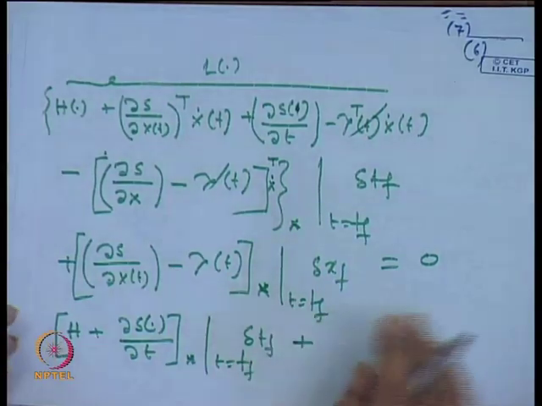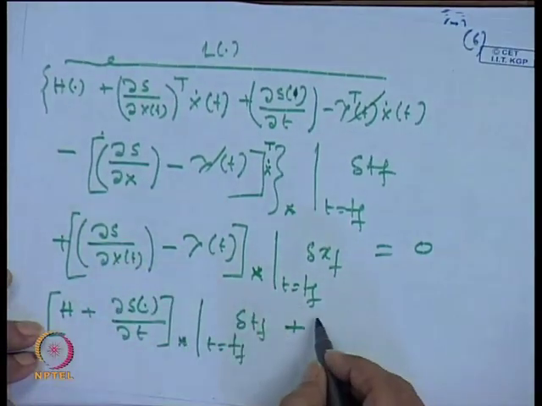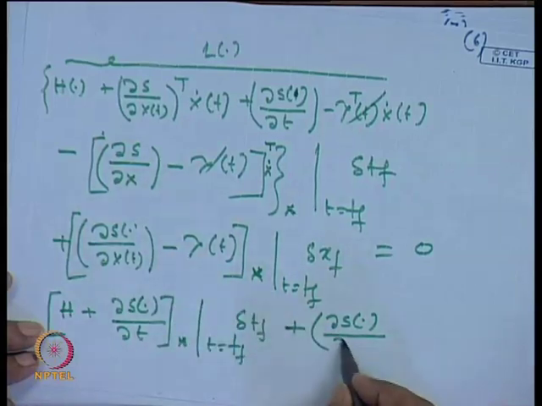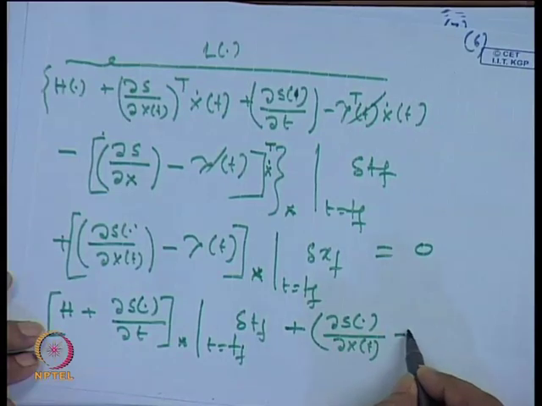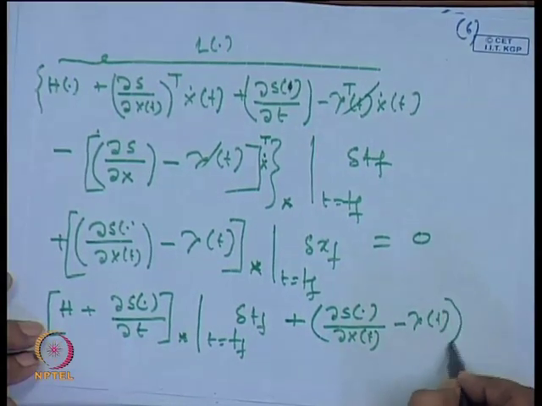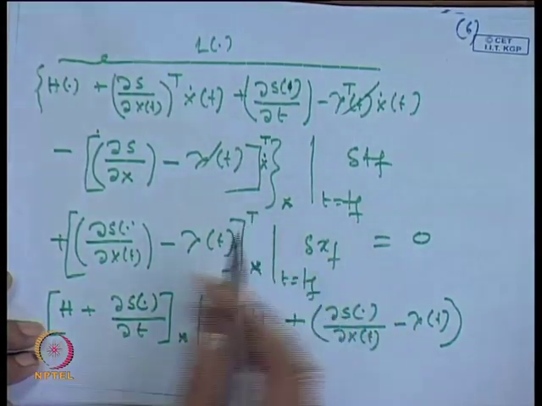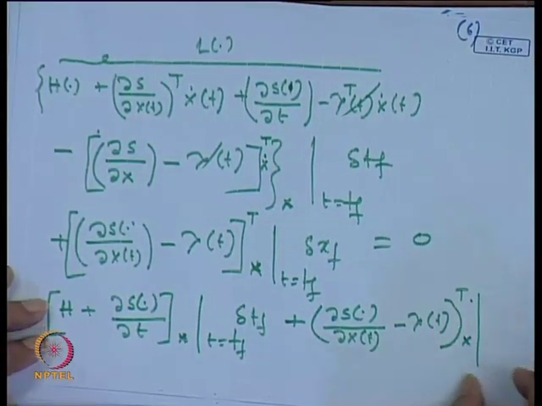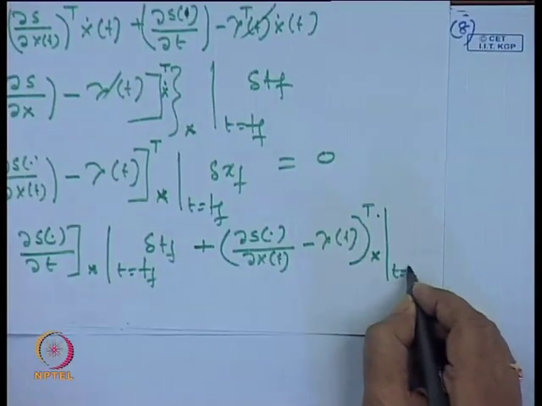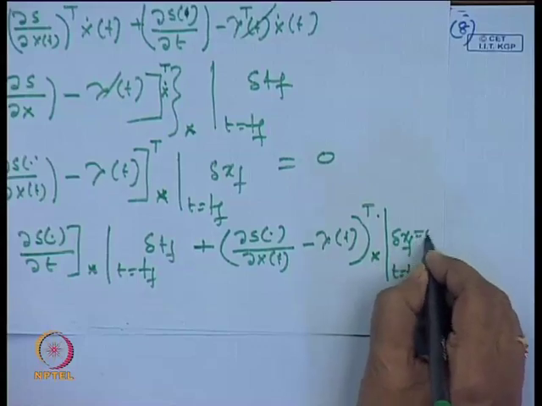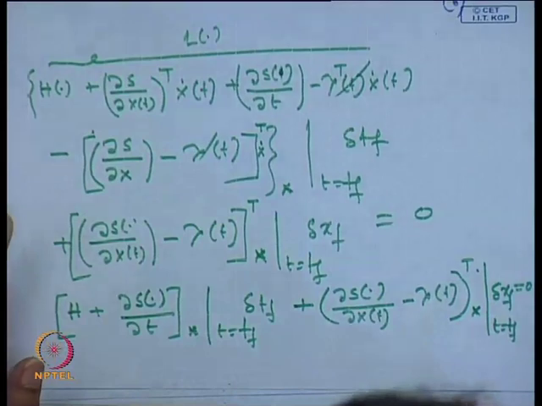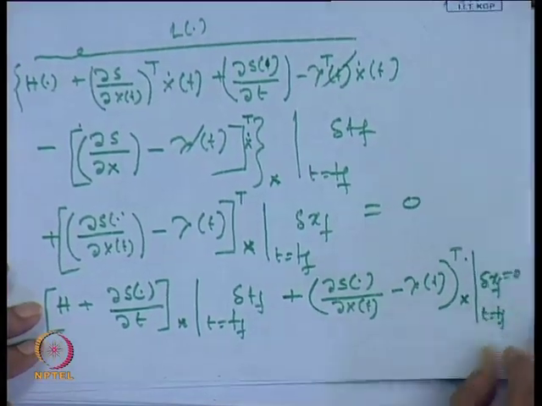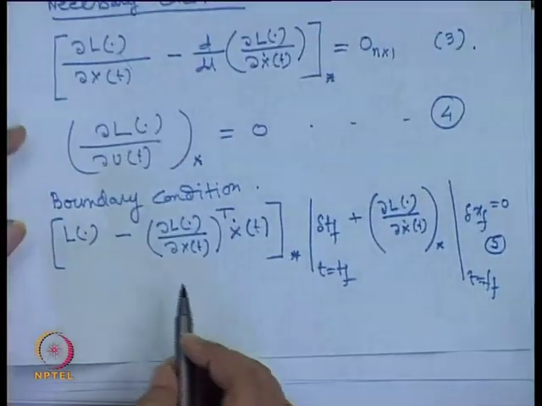Plus, what is left here? Del S dot and delta x of t minus lambda of t, this is the lambda transpose, star t is equal to t f, and delta x f is equal to 0, agree? And this is our boundary equation.